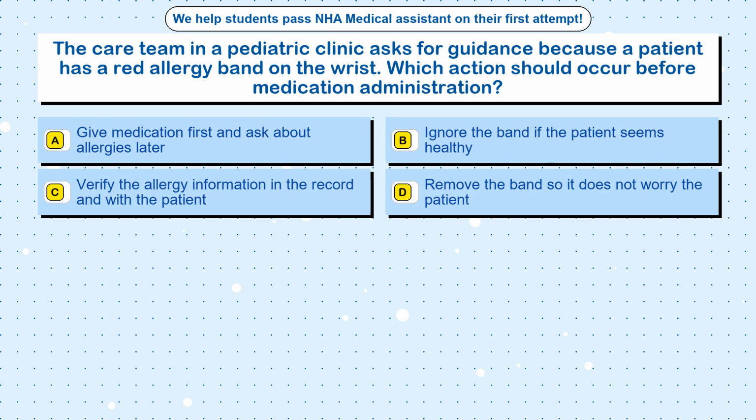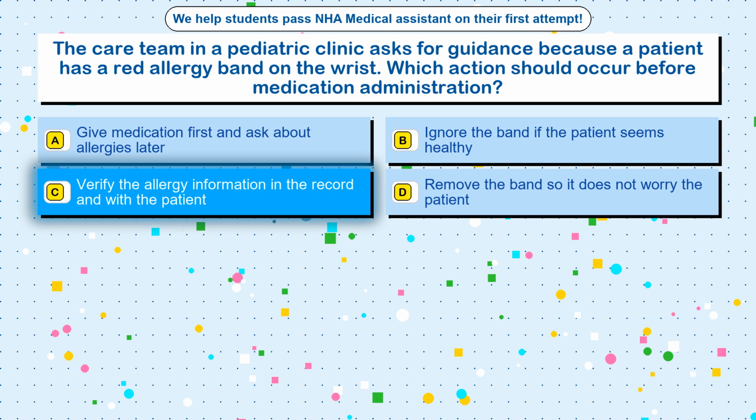Question 70. The care team in a pediatric clinic asks for guidance because a patient has a red allergy band on the wrist. Which action should occur before medication administration? Option A. Give medication first and ask about allergies later. Option B. Ignore the band if the patient seems healthy. Option C. Verify the allergy information in the record and with the patient. Option D. Remove the band so it does not worry the patient. The correct answer is option C.